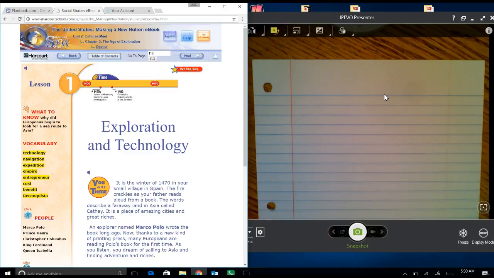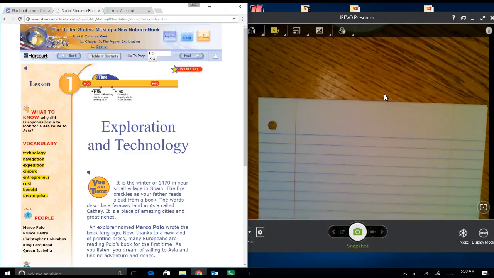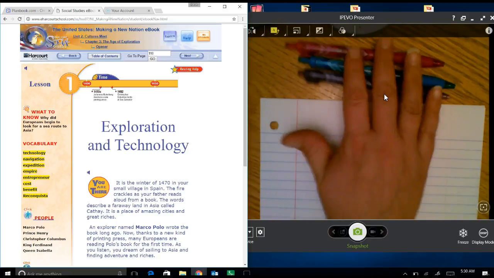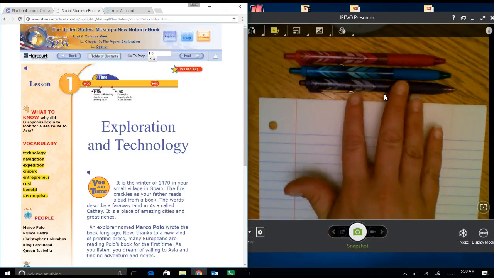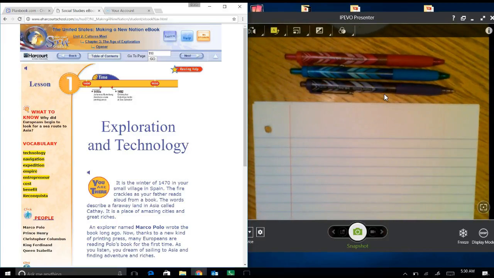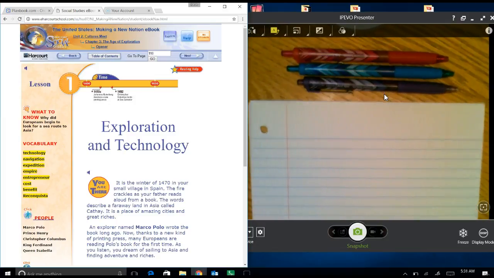You will also need 3 pens, just like they said on the video. As you can see, I'm going to use 3 different colors for my vocab, my information, and any other questions that I have. So take a moment to do that.